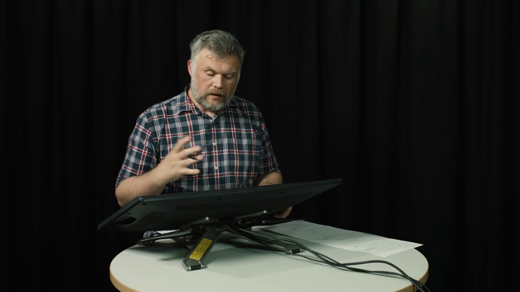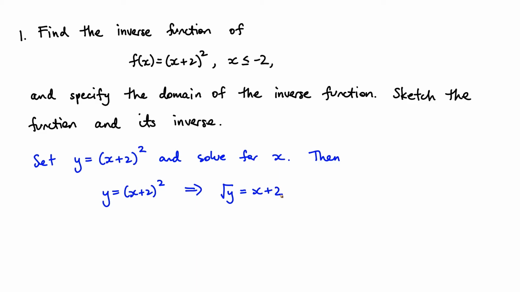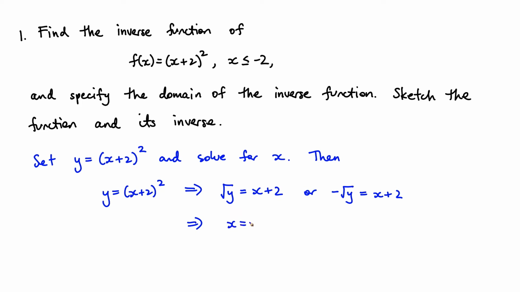But whenever we take a square root, we can have plus or minus values, right? So we actually get two potential functions here. We could get negative square root of y is equal to x plus 2. Remember, we're trying to solve for x, so just take the 2 across to the other side. So we get x is equal to positive square root of y minus 2, or we could have x is the negative square root of y minus 2. So there's two potential inverse functions, and we have to figure out which one we want.